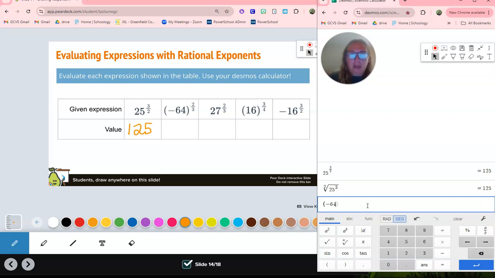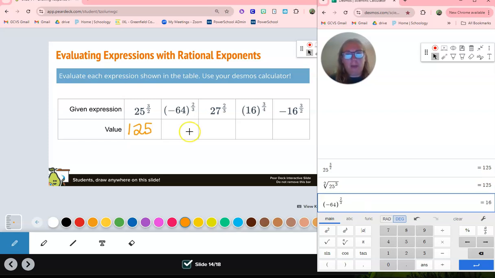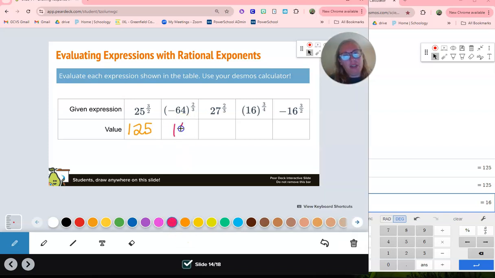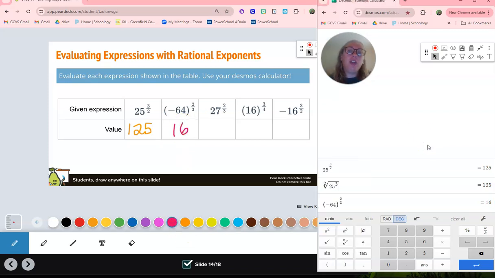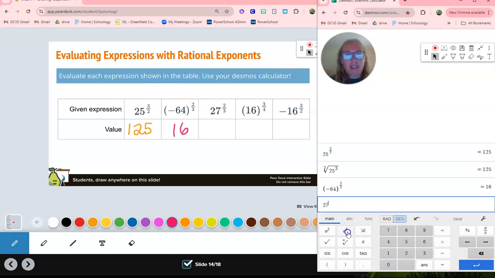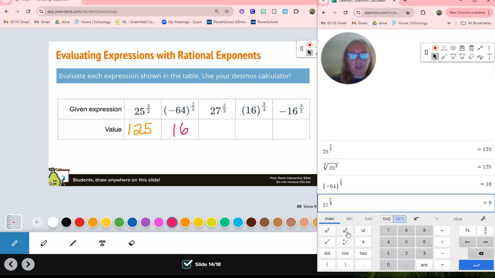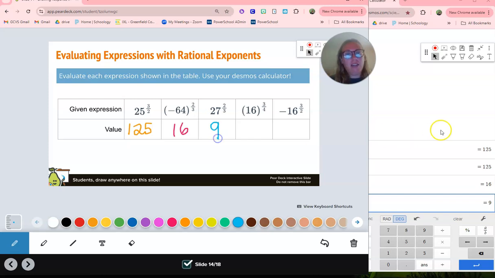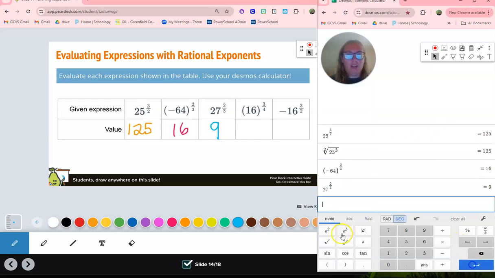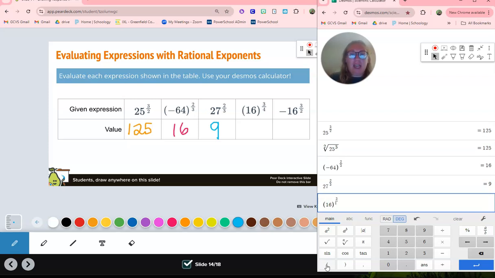In parentheses, I'm putting negative 64, and then I'm raising it to the 2/3 power, and I end up with 16. Make sure you're practicing typing this into your calculator as well. Then we have 27, and we're going to raise that to the 2/3. And when we do that, we get the number 9. I'm matching exactly how it's written. So if I see parentheses, I am putting parentheses into my calculator.